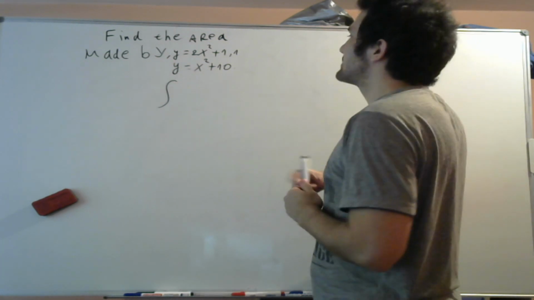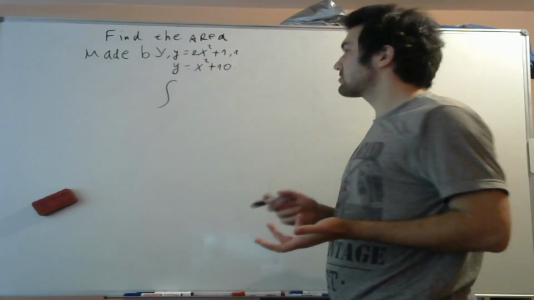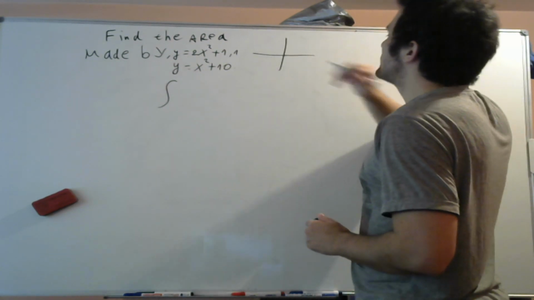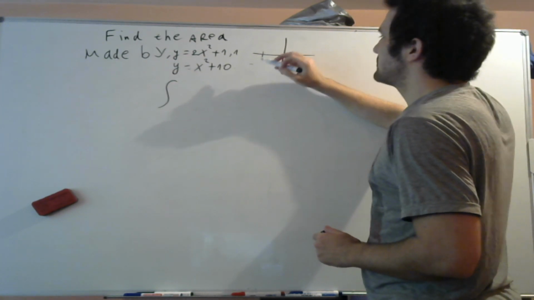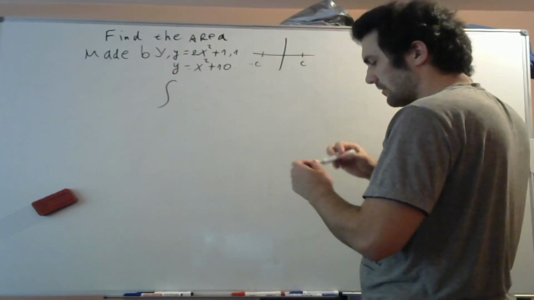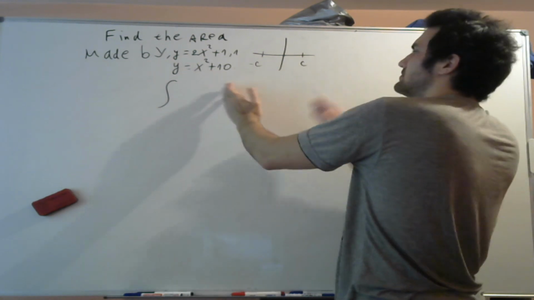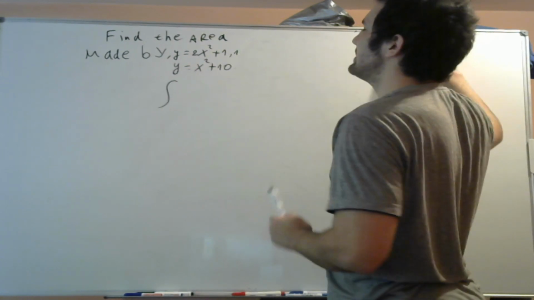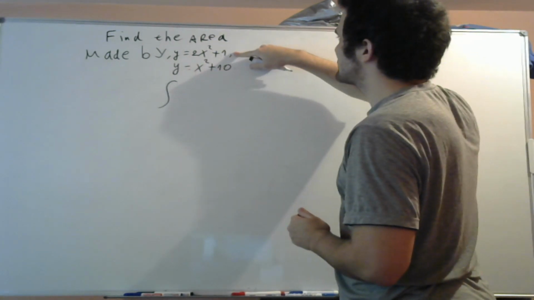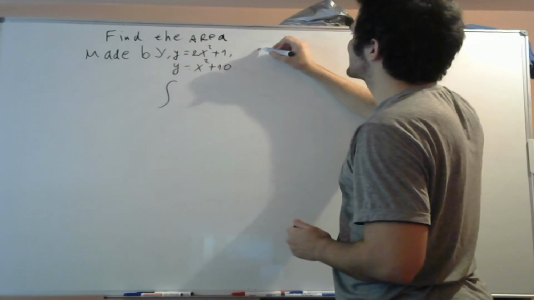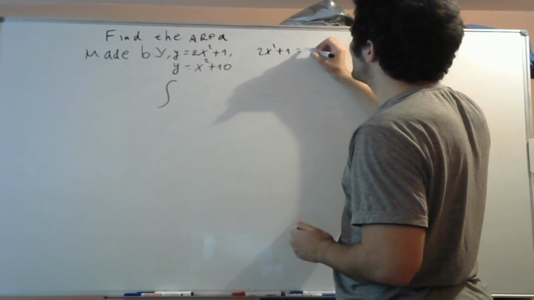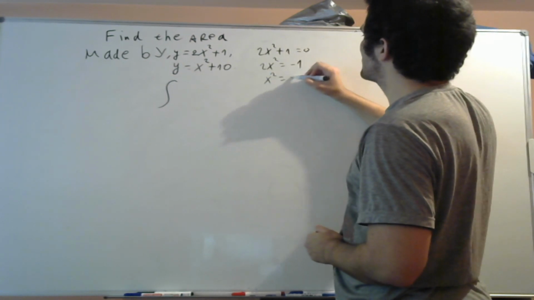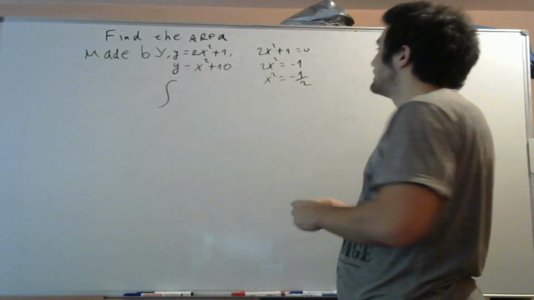But what we need to do is find how these two functions actually look. When we set up the integral, we need to find the x values, let's say from minus c to c, over which the integral will go. So let's try to find the intersections, if there are any, of these functions with the x-axis. 2x squared plus 1 equals 0. 2x squared equals negative 1. x squared equals negative 1 over 2.